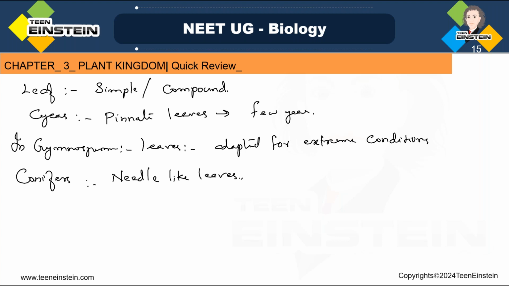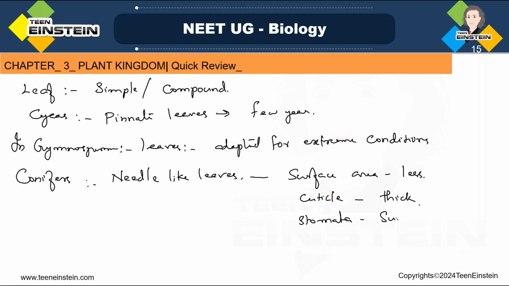See, needle-type leaves means they are reducing the surface area, right? Surface area is less, cuticle will be thick, and stomata will be sunken stomata, right? So what will happen here? Needle-like leaves means surface area is less, stomata are sunken, and cuticle is thick.